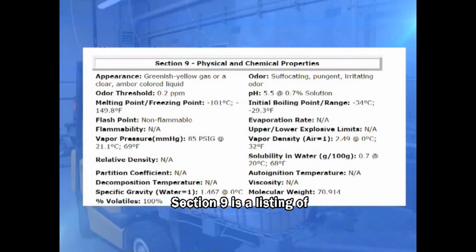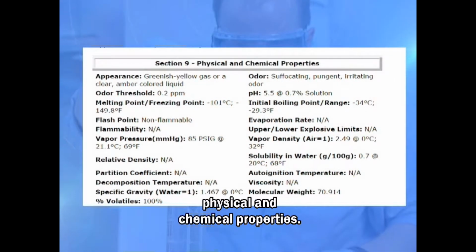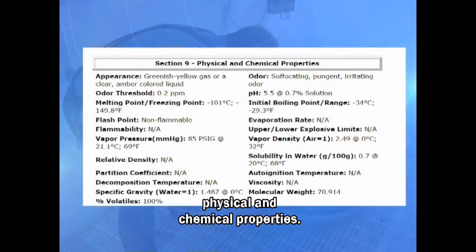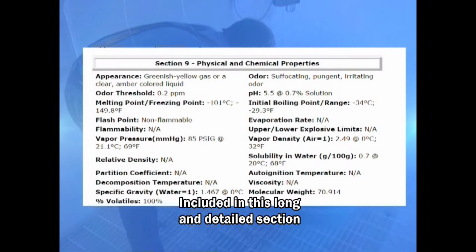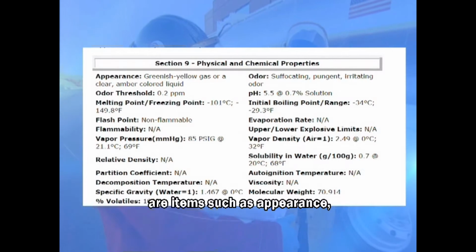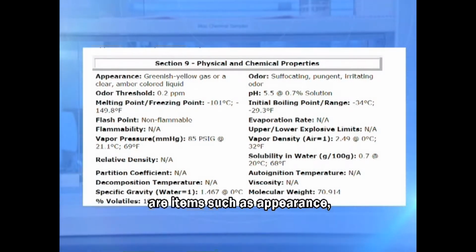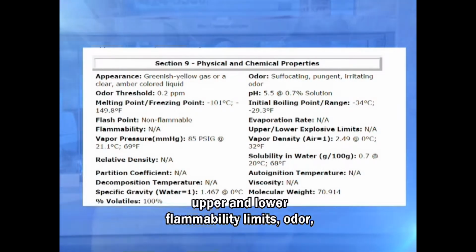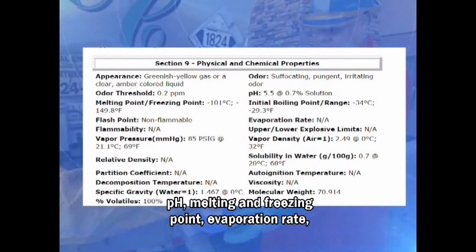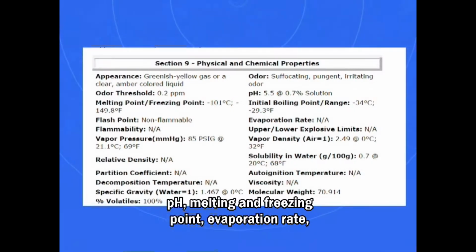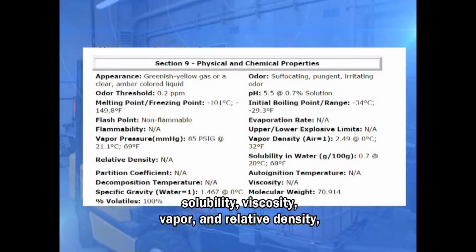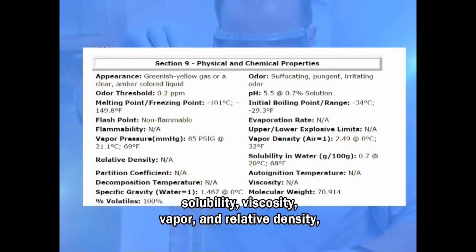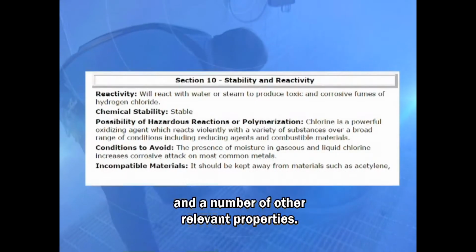Section 9 is a listing of physical and chemical properties. Included in this long and detailed section are items such as appearance, upper and lower flammability limits, odor, pH, melting and freezing point, evaporation rate, solubility, viscosity, vapor and relative density, and a number of other relevant properties.